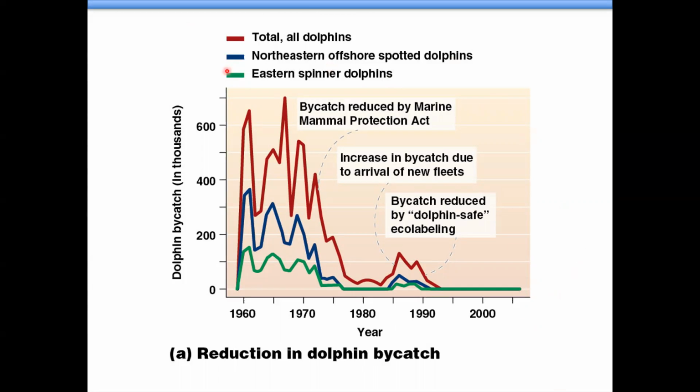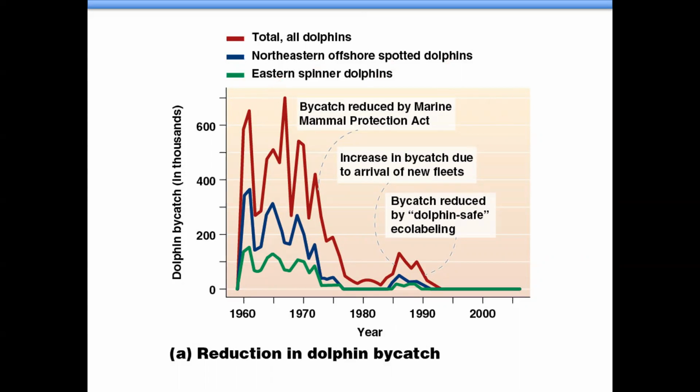Here we have a graph depicting on the x-axis the year, so this is going from about the 1960s to about 2010 or so. And on the y-axis, we have the number of dolphins in the thousands caught as a result of bycatch. So you can see throughout the 60s and 70s, we caught a massive amount of dolphins due to bycatch. And this was such an issue in the 60s and early 70s that the Marine Mammal Protection Act was instated.